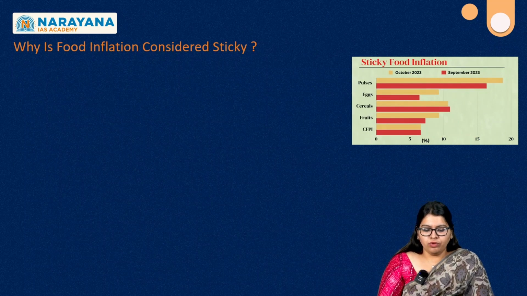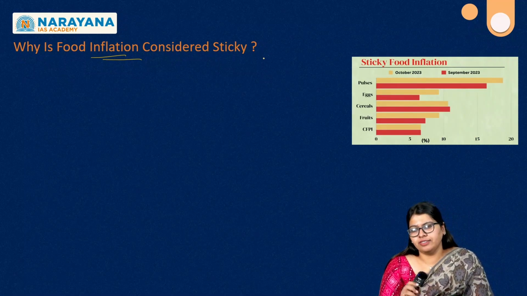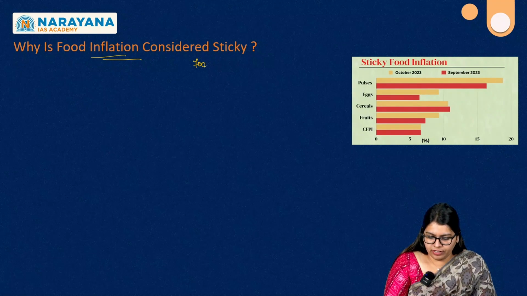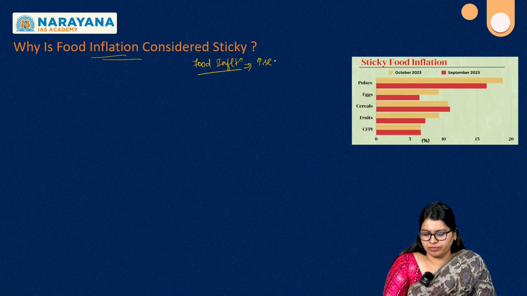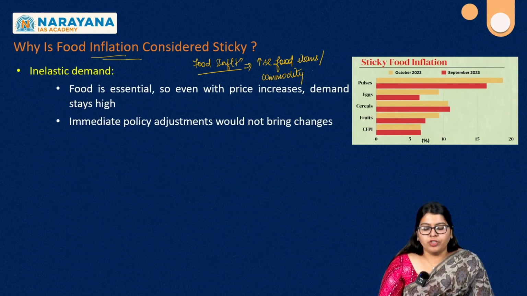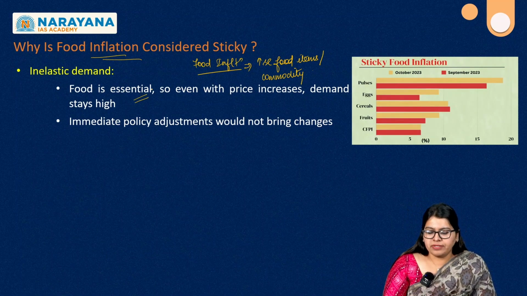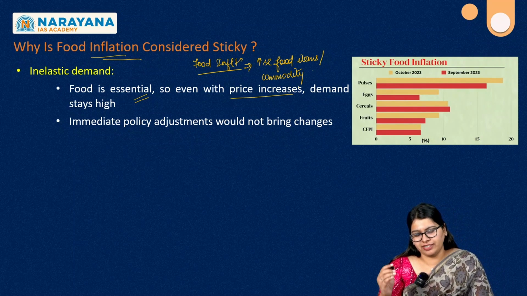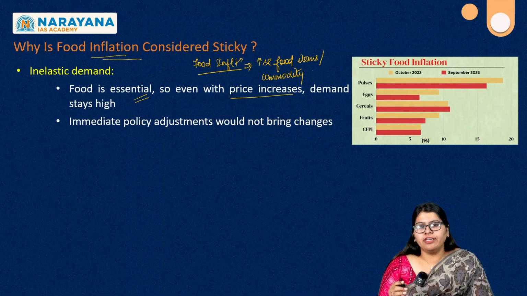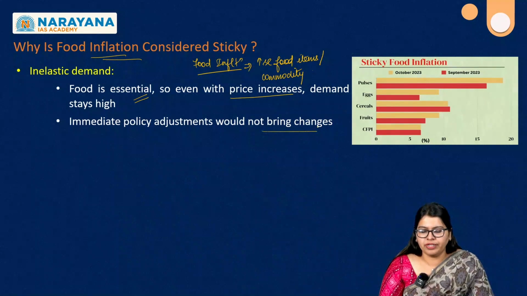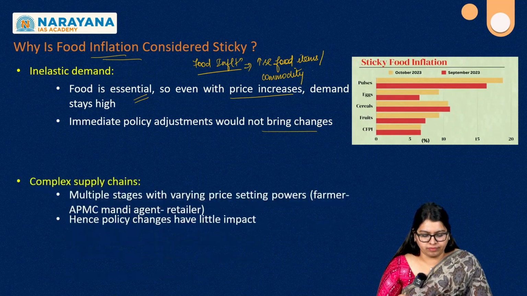So here, let us look into what is food inflation and why do we consider it sticky? We know that food inflation is nothing but a general increase in food items or commodity prices. So why do we call this sticky? Because there is an inelastic demand, food being an essential. Even when the price increases, the demand always tends to stay high. And also, any immediate policy adjustment would not bring any changes to the food demand.